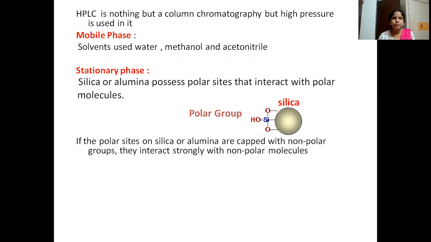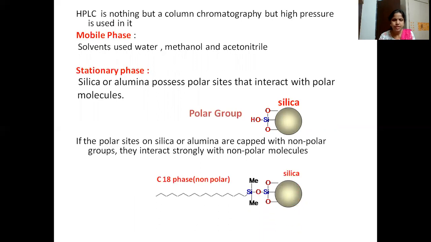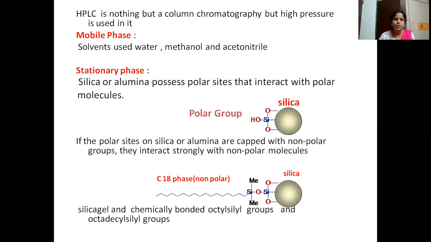Now, if we want to convert that polar site into a non-polar site, we just have to incorporate a long chain hydrocarbon in it. In the next example, you can see the same silica which had the OH group, now replaced by a long chain carbon group. If it is 8 carbons, we call it an octyl group; if it is 18 carbons, we call it an octadecyl group. So, silica gel with chemically bonded octyl silyl groups and octadecyl silyl groups.